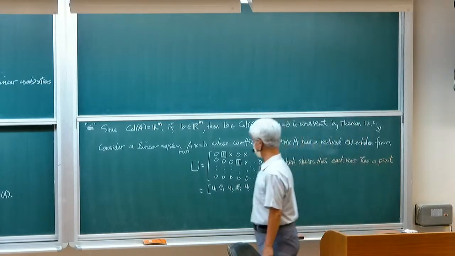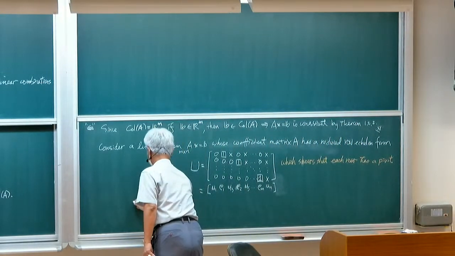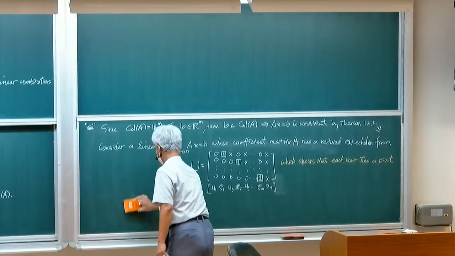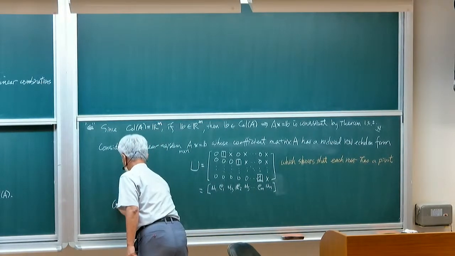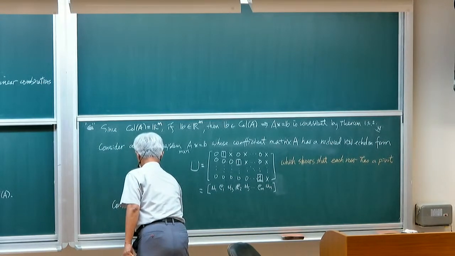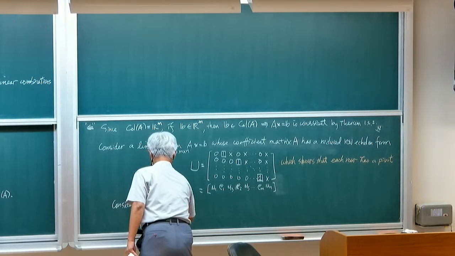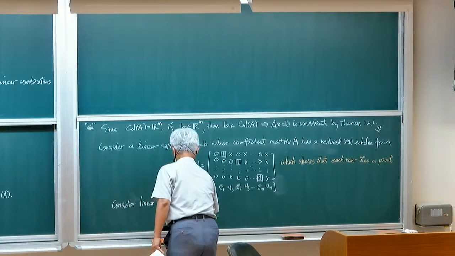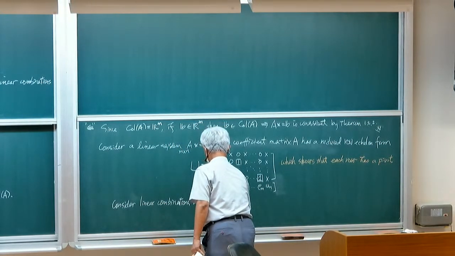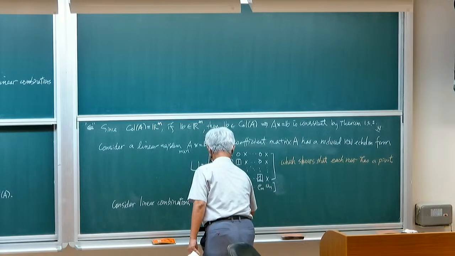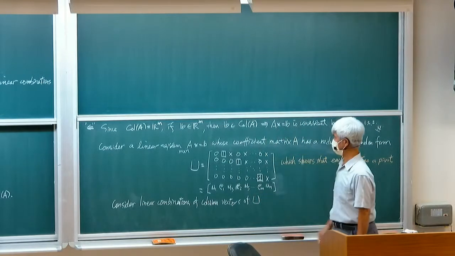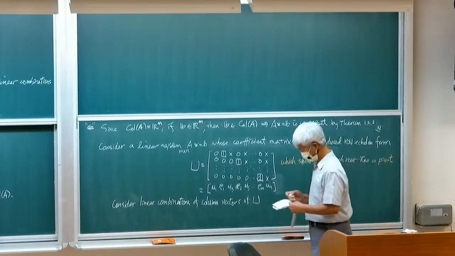All right, and now we can consider linear combinations of column vectors of U, okay? Column vectors of U, right?